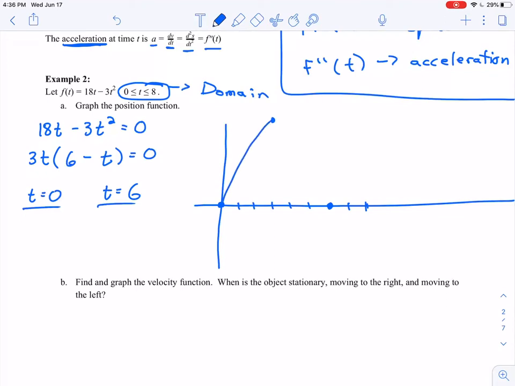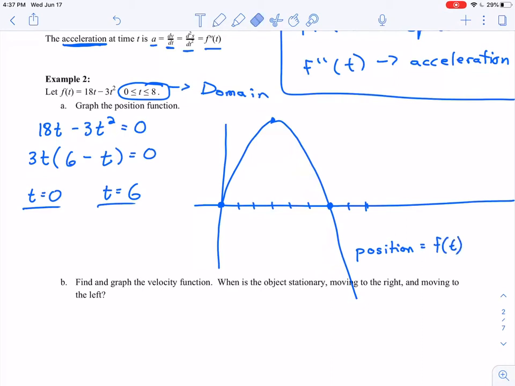I'm going to make a rough sketch. Not going to be perfect by any means, and I can do better than that. Let's see. That's pretty good. That's what my position function looks like. So this blue parabola, that is my position function, which is S. Or here, let's call that F. Let's call that F of t.